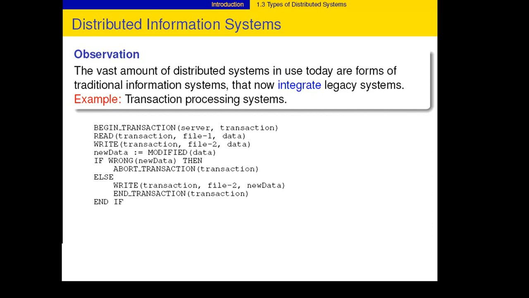Distributed information systems. This system is another type of distributed system. In this term and for this course, I'm focusing on this type of systems. Observation: the vast amount of distributed systems in use today are forms of traditional information systems that now integrate legacy systems.